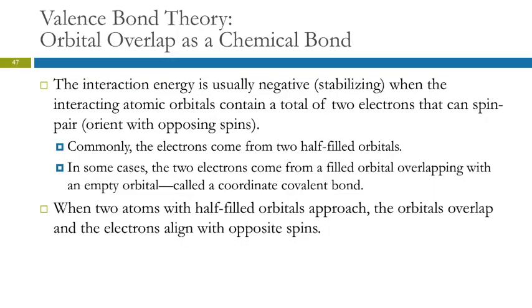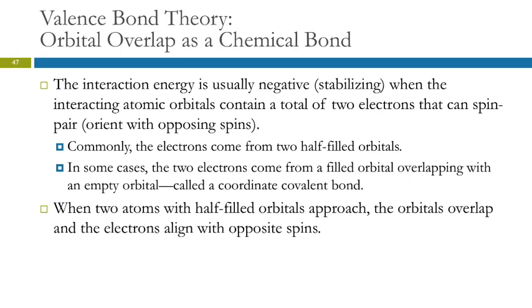So that interaction energy is usually negative, meaning it's stabilizing, when you have atomic orbitals that contain a total of 2 electrons that can spin pair. One of the things I always found disturbing about all of this was, how are these electrons okay with being in the same orbital? They're both negative, aren't they? Why aren't they repelling each other? Well, with spin pairing, one spinning up, one spinning down, they're fine being together. It's kind of a lame explanation, but it's all I've got right now.